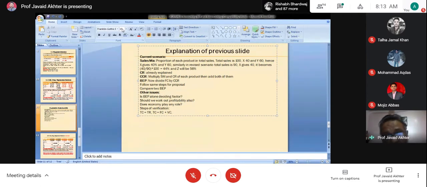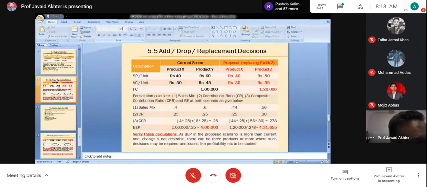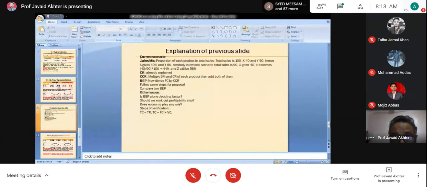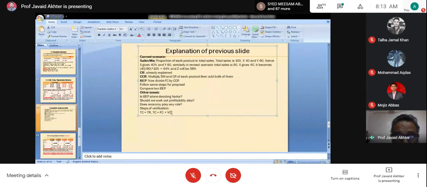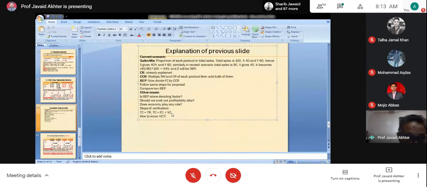Now, variable cost is known. How much is variable cost? Variable cost is 1 lakh. Sorry, fixed cost is 1 lakh. In order to know variable cost, what should you know? How to know variable cost? We should know, I'm writing it hurriedly, we should know number of units sold.